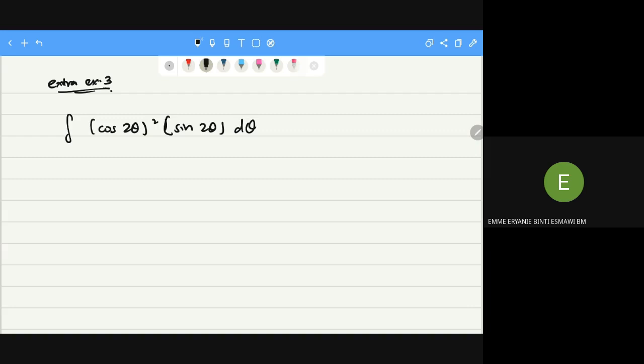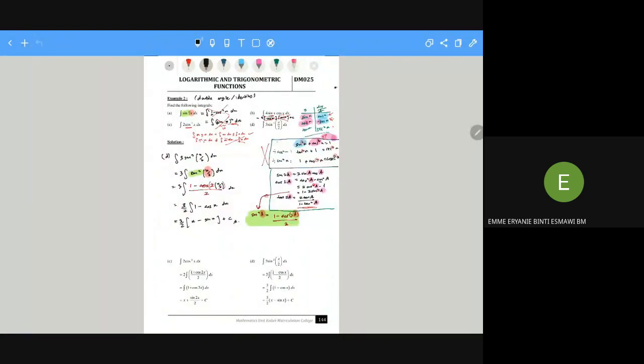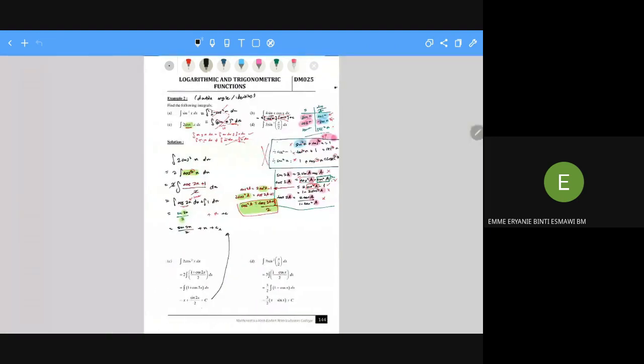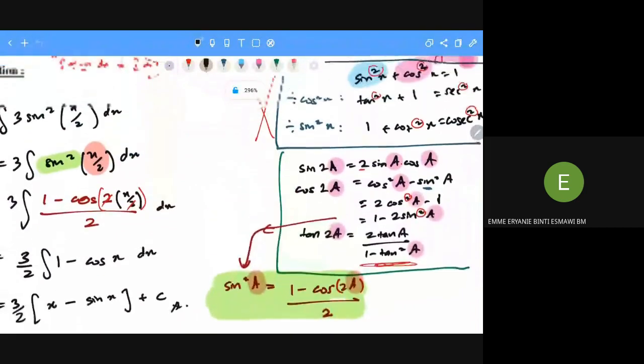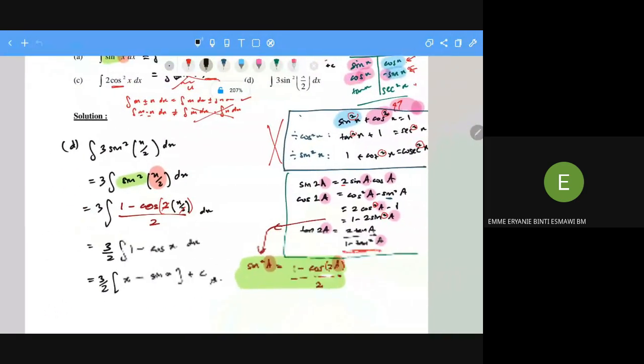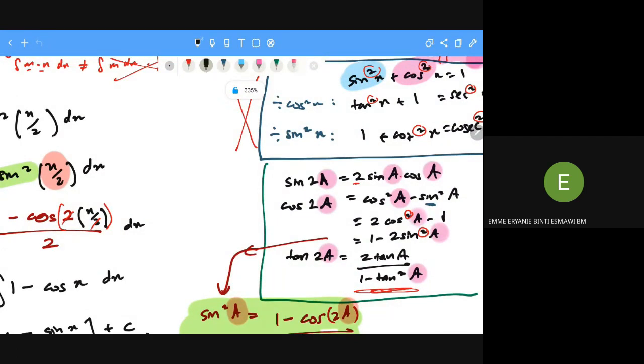Boleh tak pakai formula? Okay, contoh sebab nanti dalam exam, kadang dia cakap pakai substitution, kadang dia tak cakap. Kalau tak cakap tu maksudnya it's up to us nak pakai formula ke, nak pakai substitution ke. Sometimes ada soalan tu substitution pun boleh, formula pun boleh. Okay, so for the question just now, dia adalah sin square 2 theta times cos 2 theta kan.